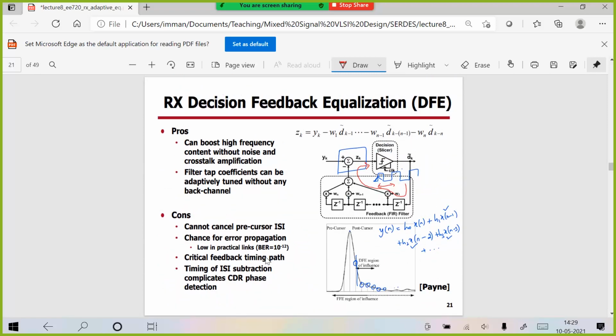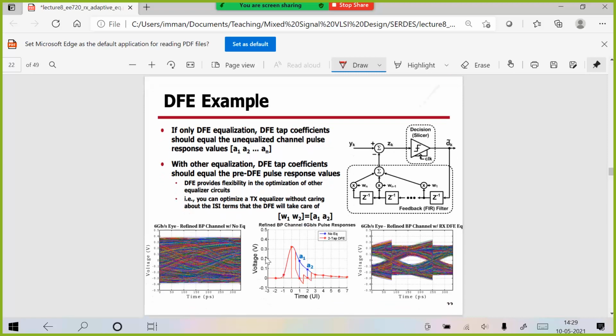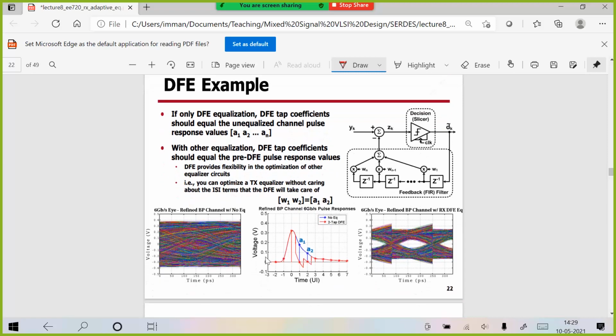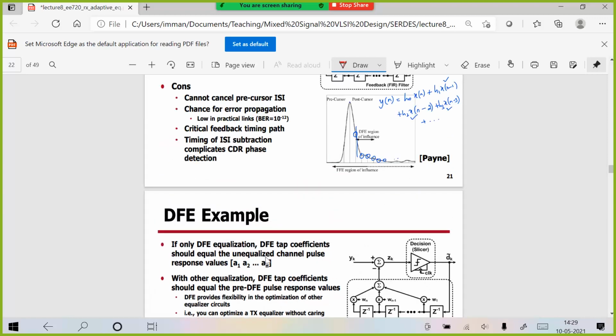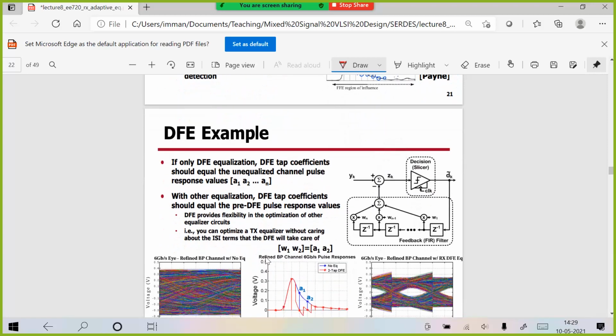Another point. Let me add. This is where they explain this, so let's look at that. If only DFE equalization is there, DFE tap coefficients are equal to the unequalized channel's pulse response values. That's how I explained it, right? You have A1, A2. You basically take the H1, H2, and so on, and subtract it. That is if only DFE is used.